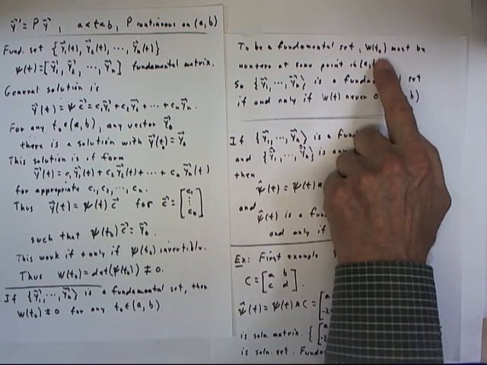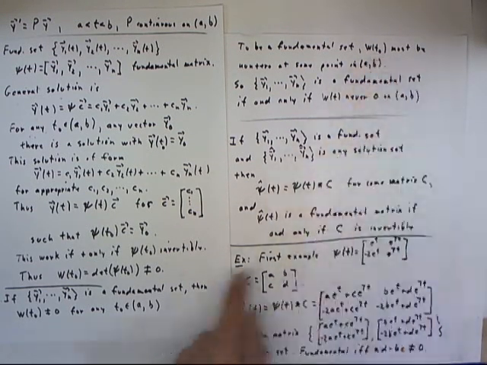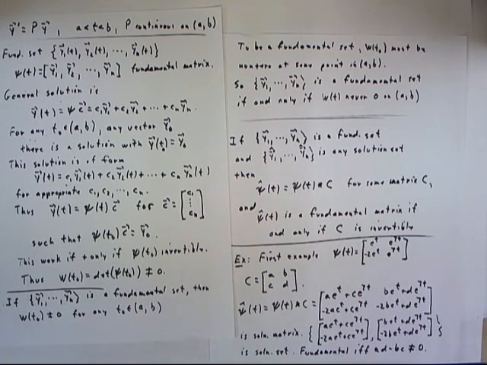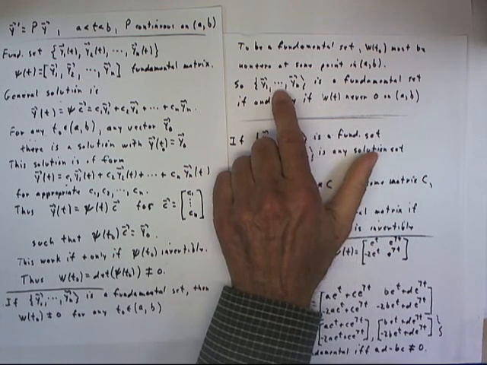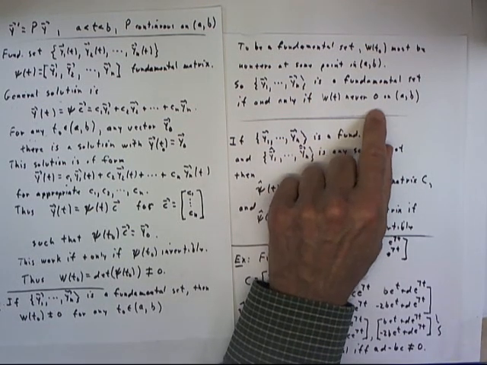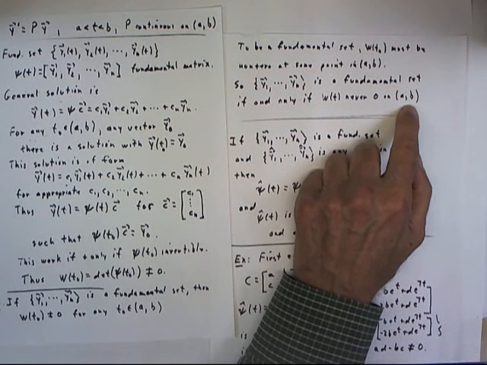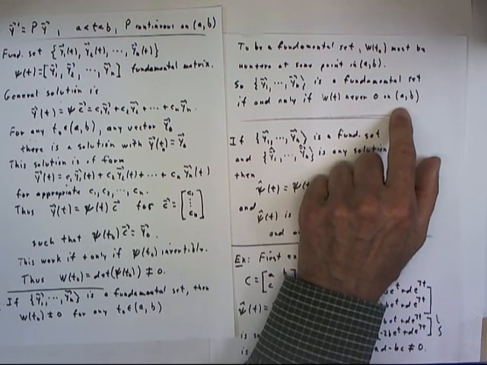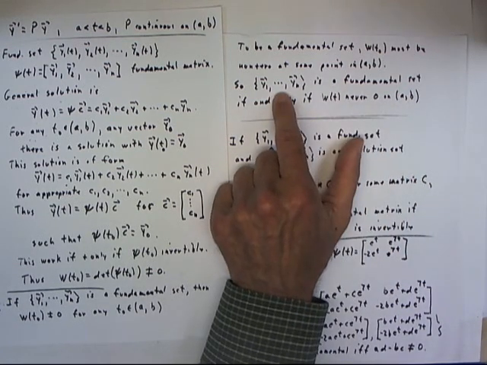Because if the Wronskian is non-zero at one point t0, this is a fundamental set, and it has the property that the Wronskian's non-zero at every point of the interval. We conclude that this is a fundamental set if and only if the Wronskian is never zero on the interval AB. So we have two equivalent conditions: the Wronskian's never zero in AB, and this is a fundamental set.